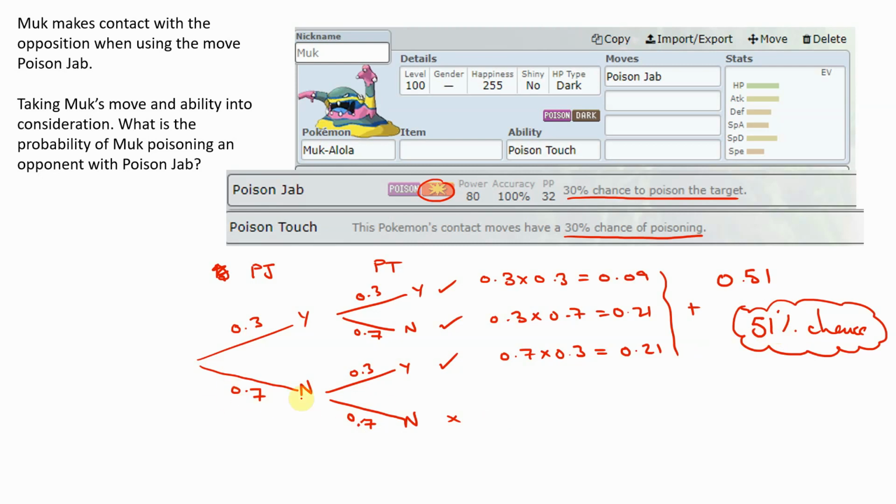And you might also think, well, we could have done the probability of not poison, which is the bottom row, 0.7 times 0.7, and then done 1 take away that, and that would get us the probability of poison. And we can totally do that method, and we're going to see how that comes in handy in the next example.